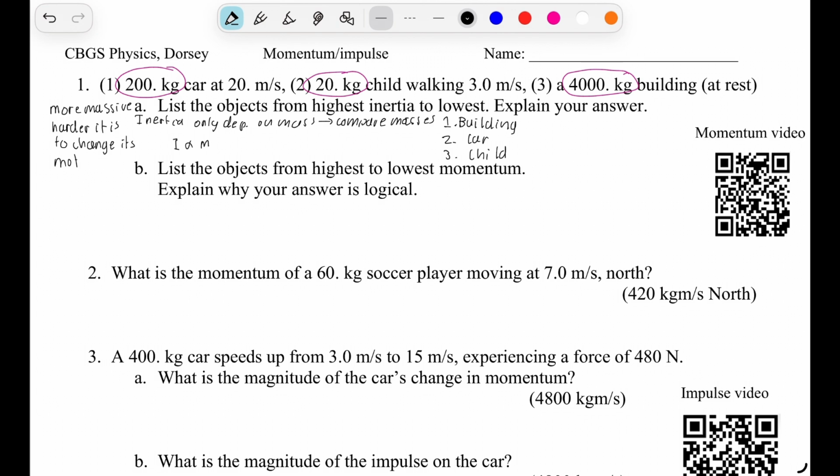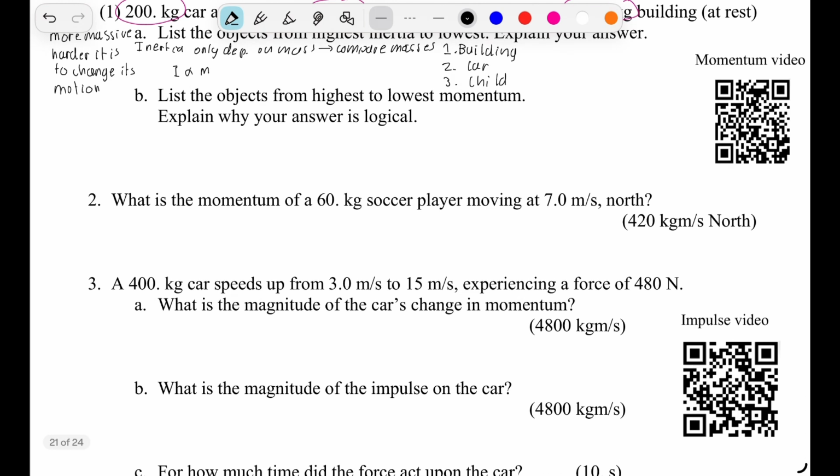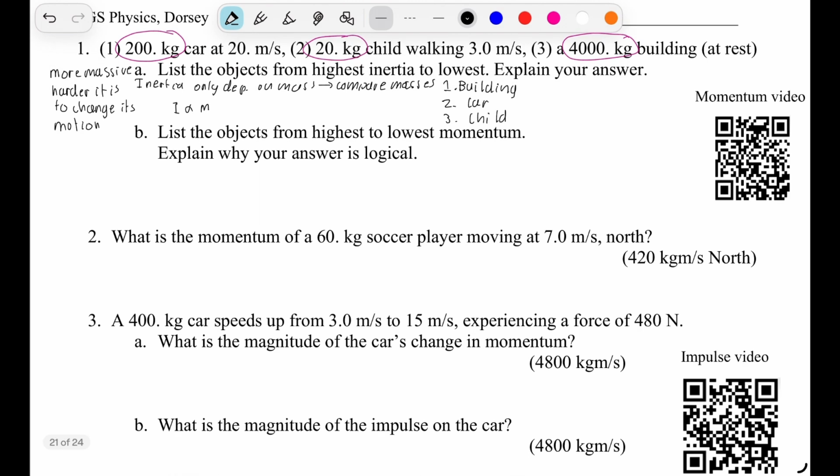You have to put in more work in order to change that same object to go into a different direction, to stop it, to get it starting moving. So, yes, a building resists the change to motion the most. Now, list momentum from highest to lowest.